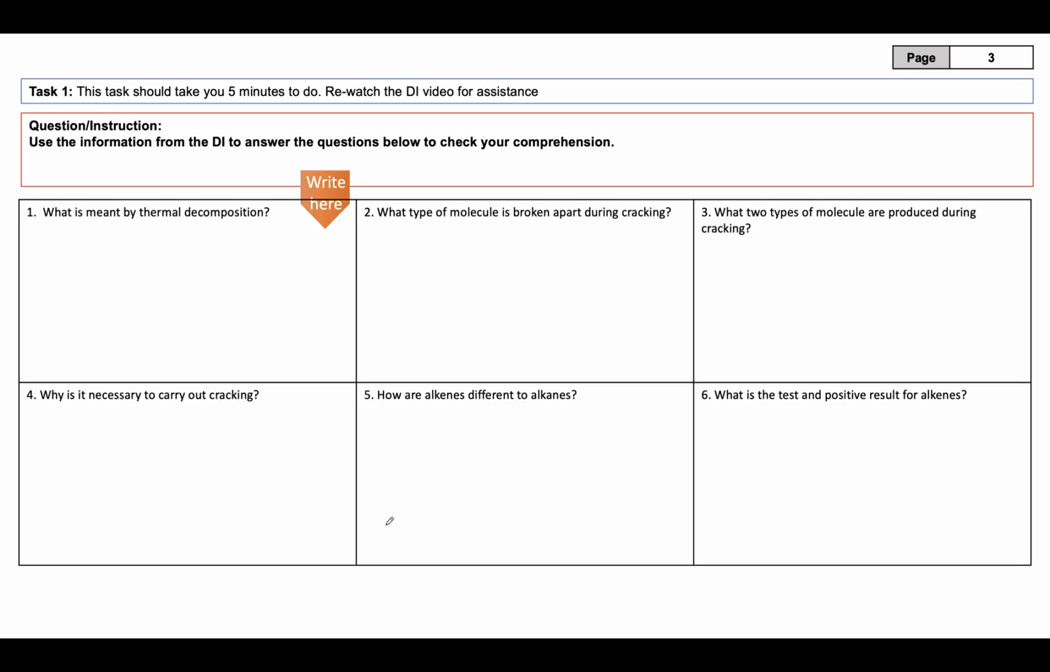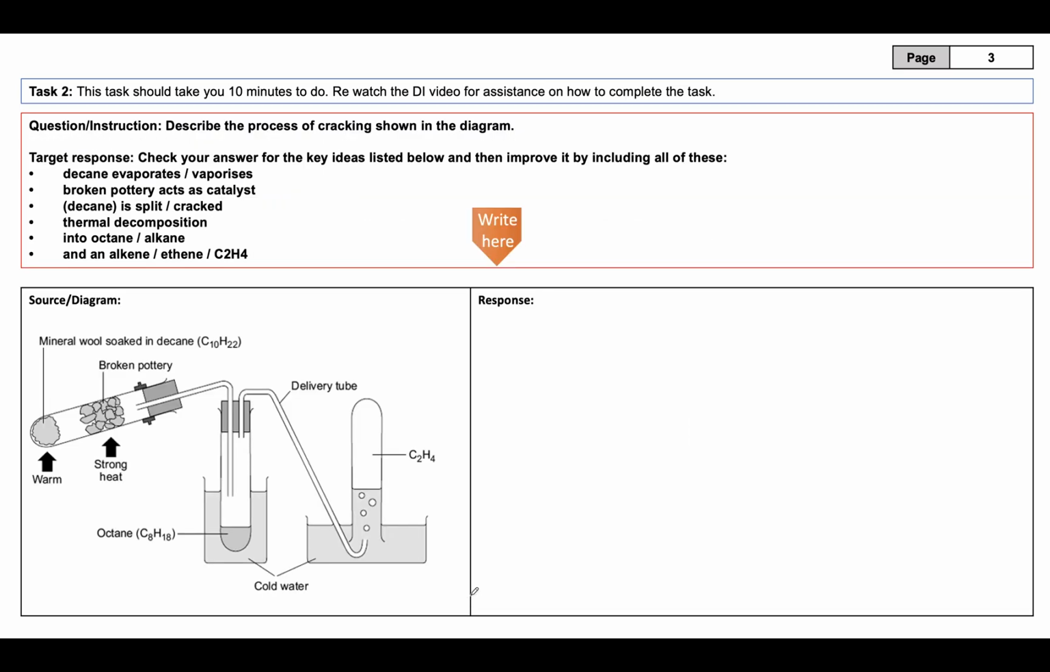For your first activity, you're going to need to have a go at these questions and use the direct instruction to help you. And task 2 is the sort of question you might come across in an exam. And it's asking us to describe the process of cracking shown in the diagram. And we've got some pointers to help us make sure we hit all the points.